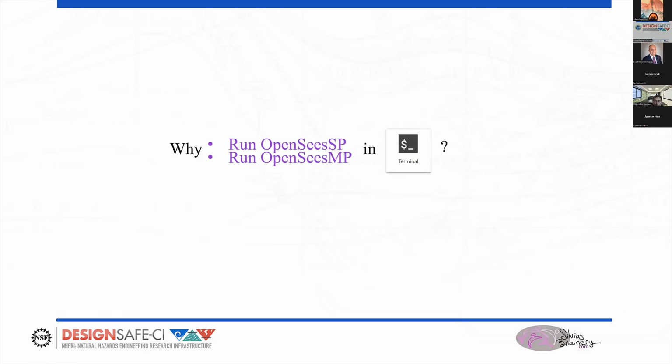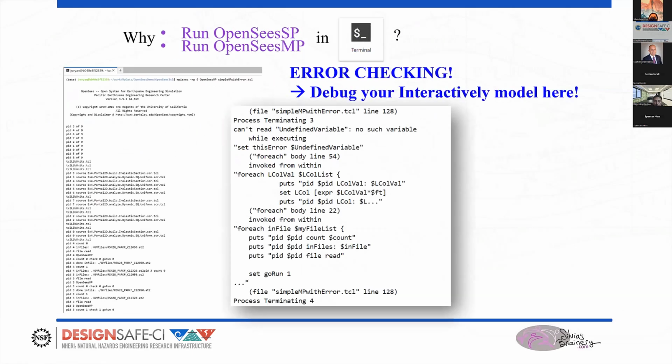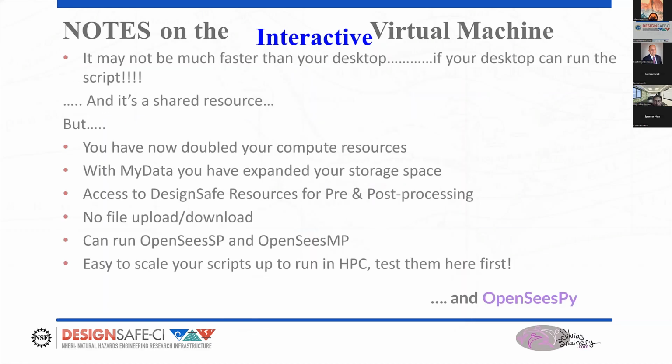Why run these here? And as I've already kind of given away, it's great for error checking, okay? And so I forced an error into my script, and I can see it right away in my output. Everything looks good, and then I scroll down, and it tells me I have an error. So this is a great place to start building your model and testing it, okay?